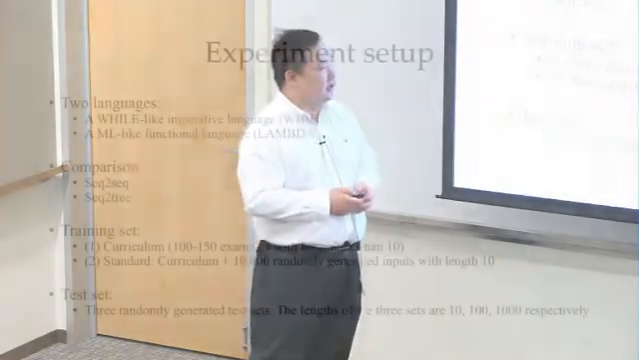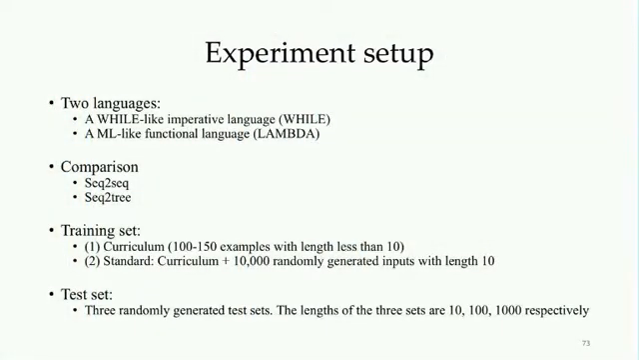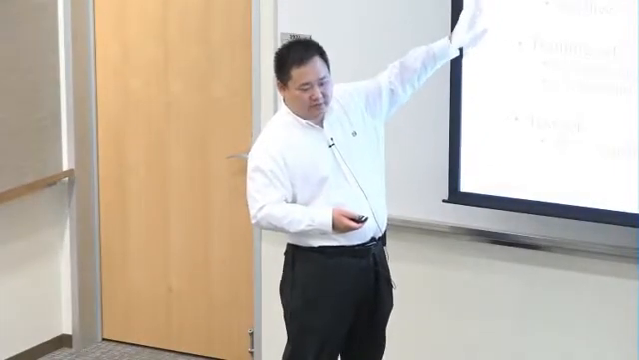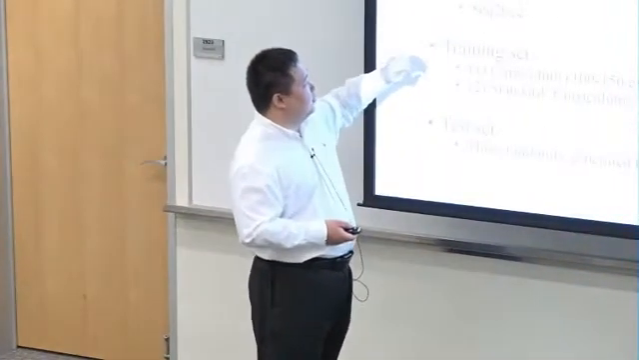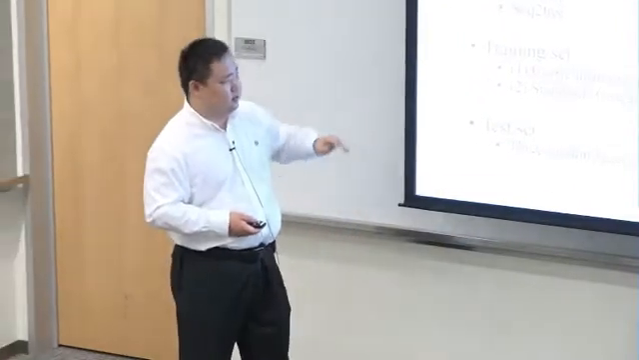Because I don't have a lot of time, I cannot explain too many details. But I'd like to demonstrate our experiment results. Basically, we consider 2 languages. They are not full-fledged languages, but very simple languages. One is imperative and one is functional. Then we compare to 2 baselines. One is the sequence-to-sequence model. The other is the sequence-to-tree model.